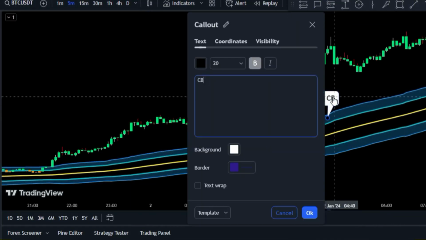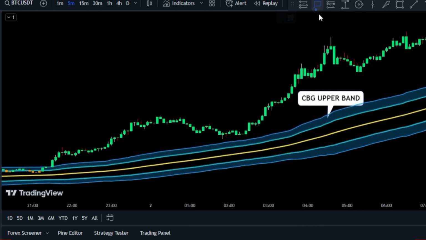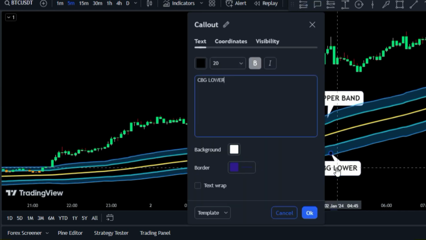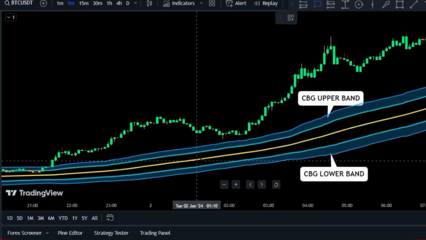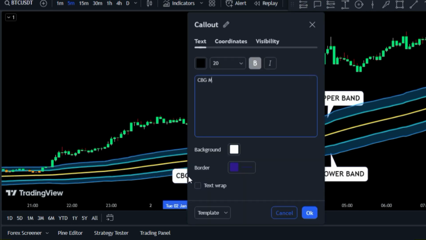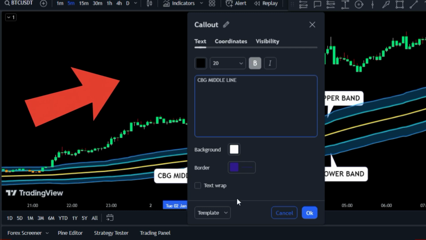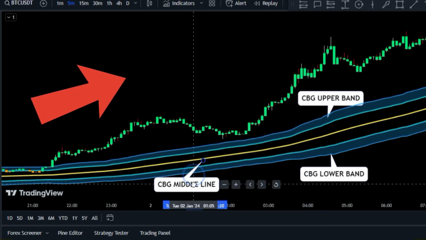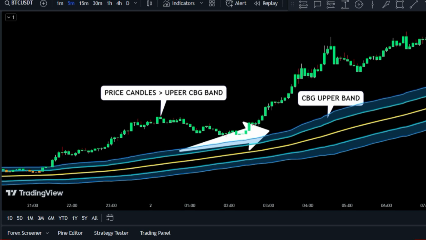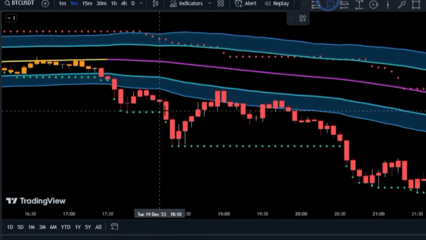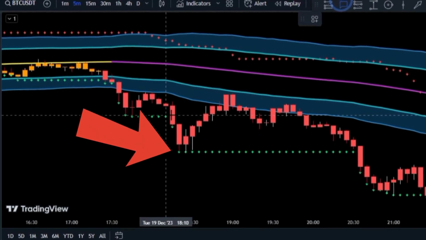The CBG indicator is a tool that helps traders identify potential trends in the market. It consists of 3 main components: an upper band, a lower band, and a midline. If the price of the asset is above these 3 lines, it suggests that the market trend is upward. Conversely, if the price is below these 3 lines, it suggests that the market trend is downward.